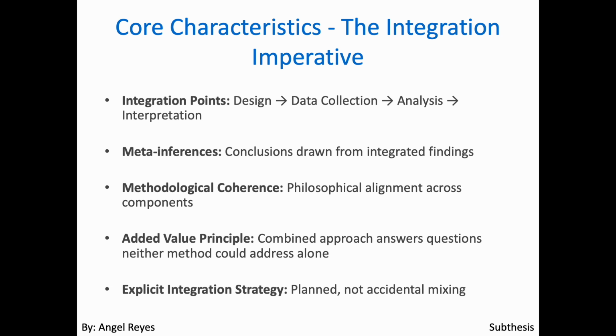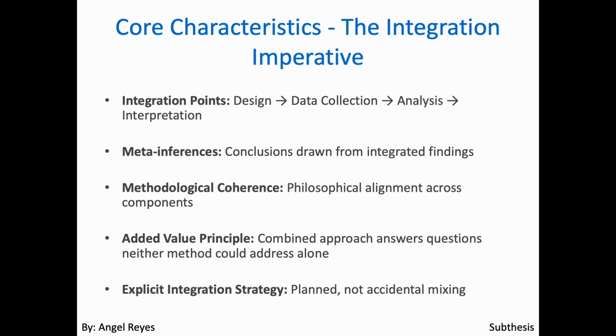Meta-inferences represent your unique contribution, conclusions drawn from integrated findings that neither method could produce independently. These justify your methodological complexity. Methodological coherence ensures philosophical alignment across components. You can't simply bolt together incompatible approaches and expect meaningful results. That's methodological chaos, not integration.